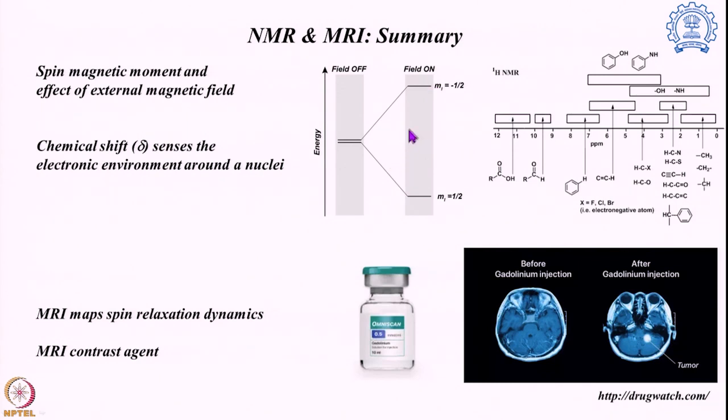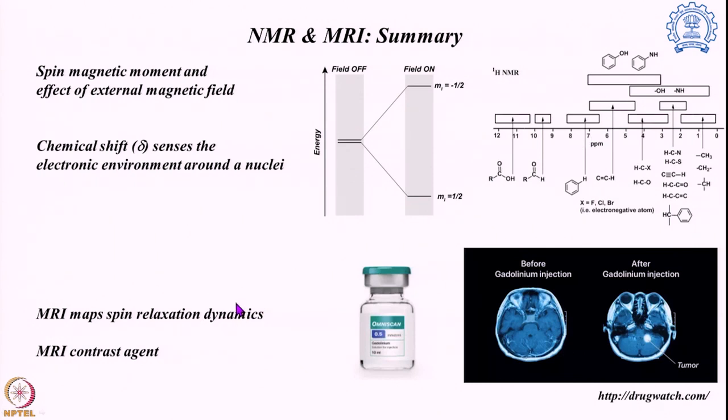We can find out what the energy gap is, because that is dependent not only on the external magnetic field, but also on the local magnetic field created by the electronic environment. And that is why the actual resonating condition differs by a small amount. And that difference we express with the chemical shift or delta value. These delta values are quite specific for different groups. So with respect to that, we can not only define a particular group, but we can also follow their changes during the course of a reaction.